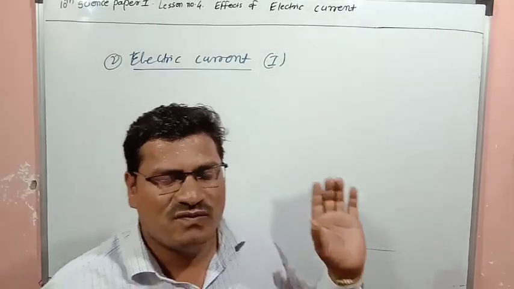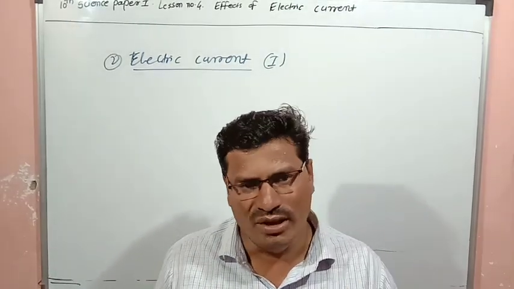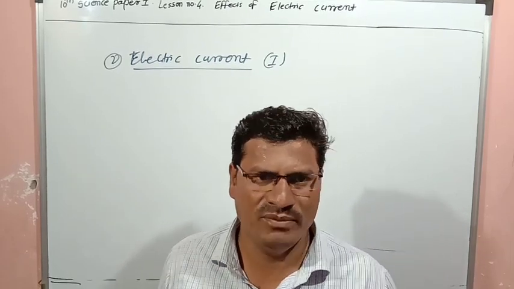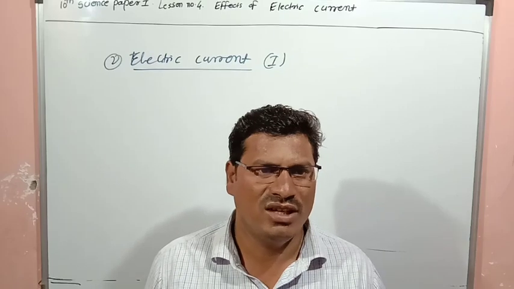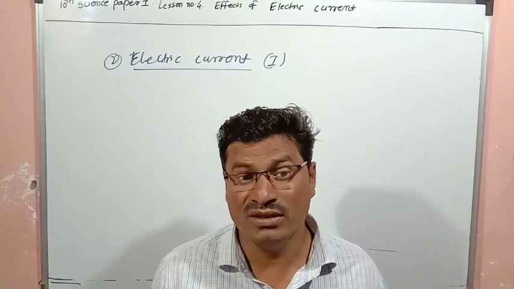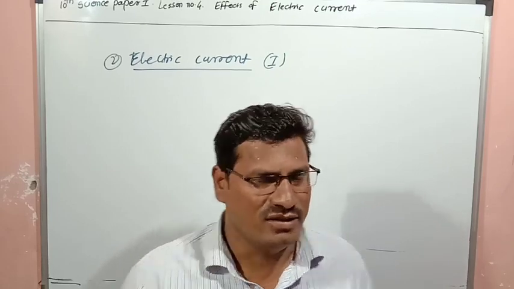Amount of charge flowing through a conductor in unit time, or per second, is called electric current.